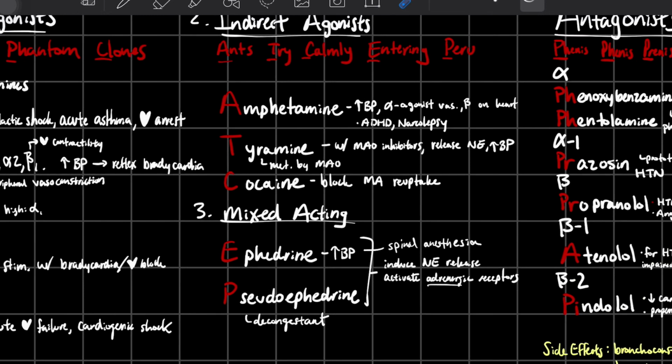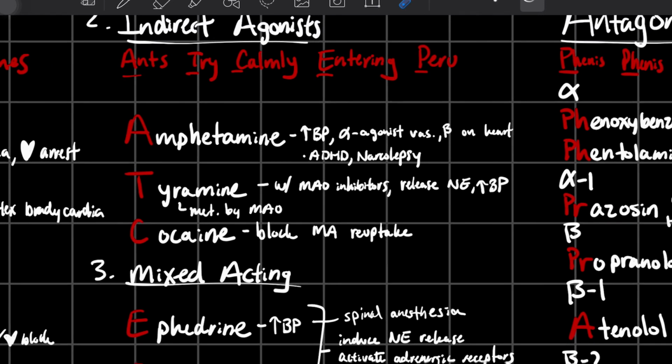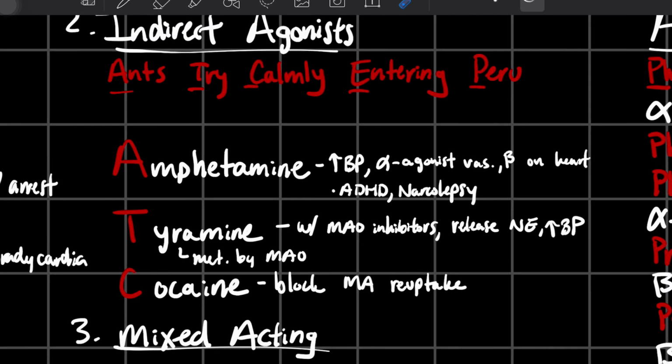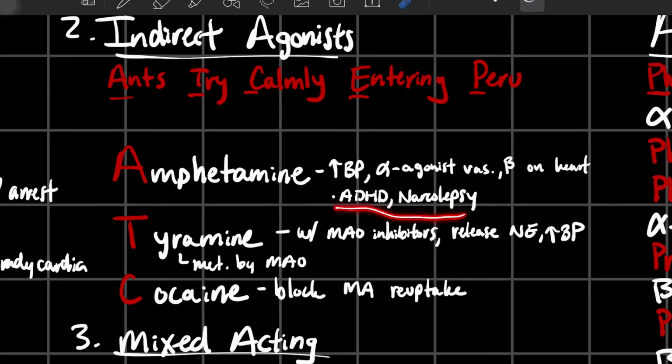Okay. For your indirect agonist, remember it's the ants try calmly. For your amphetamines, they're going to obviously increase your blood pressure, and it's going to help with that alpha agonist vasodilation, as well as your beta receptors on your heart, which is going to increase both your blood pressure as well as your heart rate. So remember, this can be used for ADHD or narcolepsy.